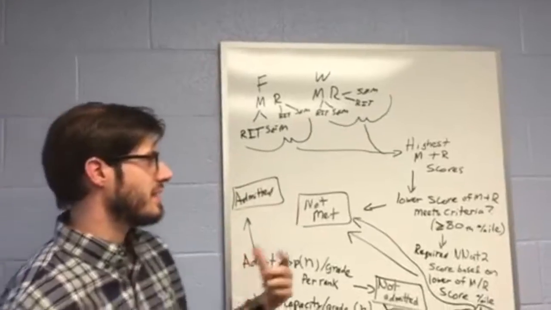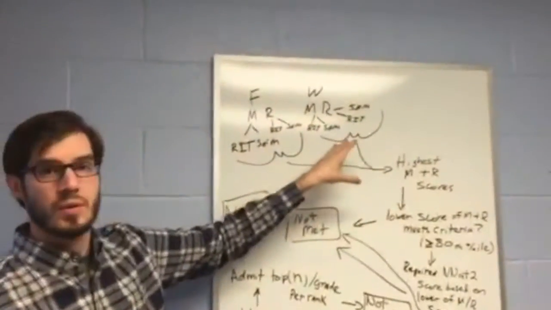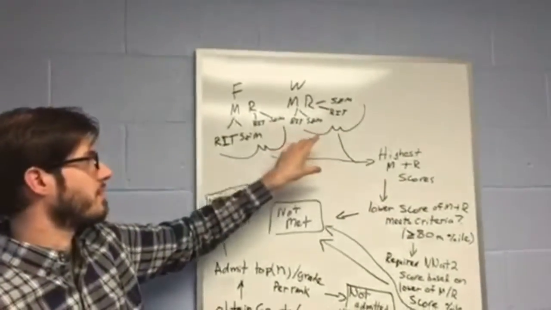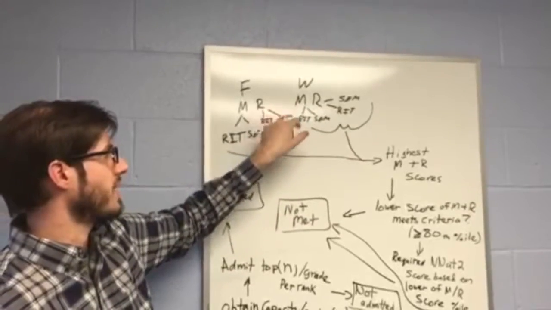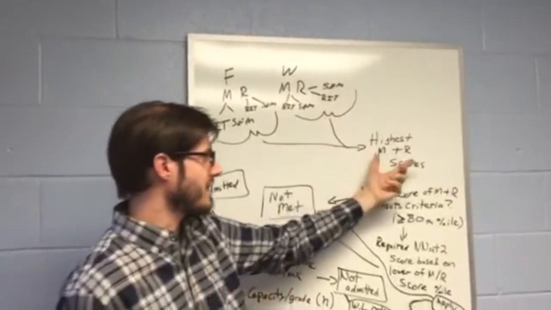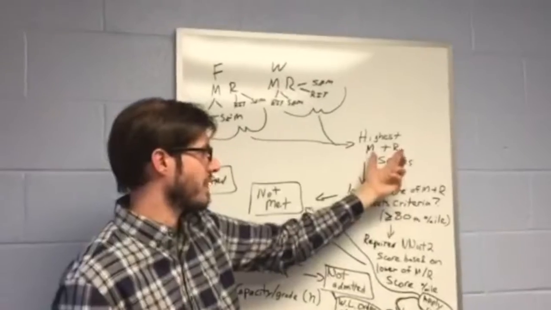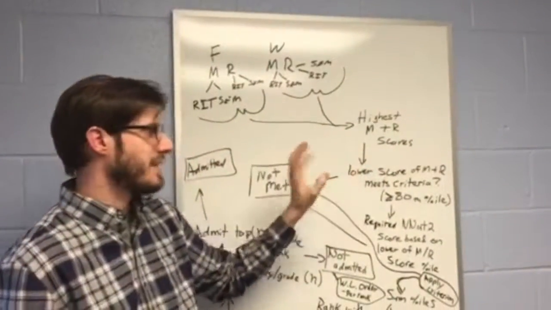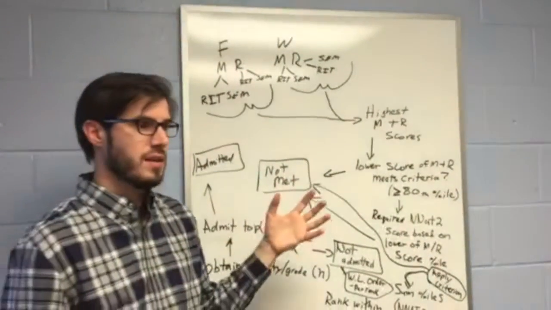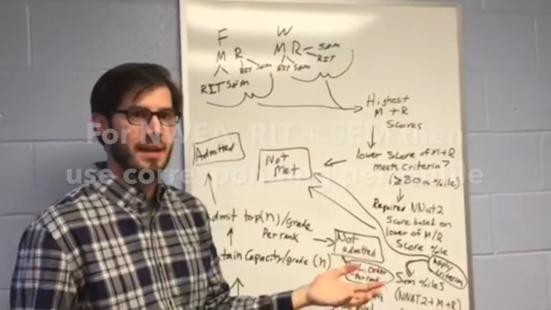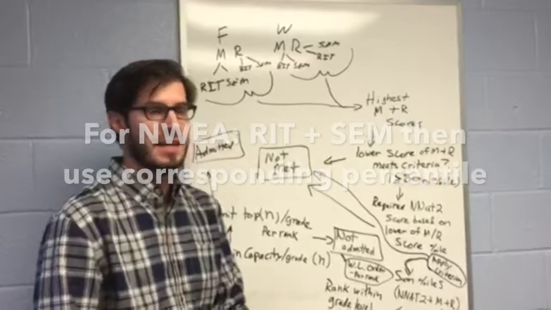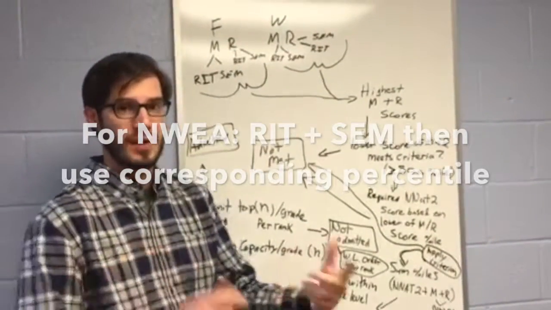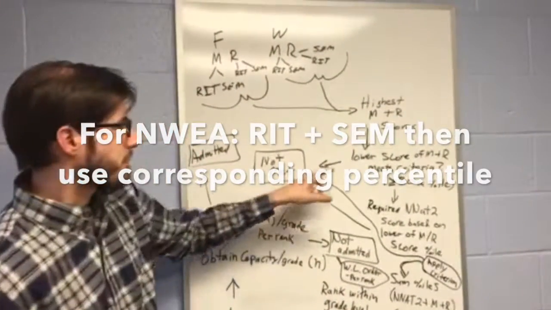We then are interested in the higher of the scores from fall and winter, for math and for reading. So we have a math score and a reading score. Then we look at the percentile for each score, because each score has an associated percentile, and we use winter percentiles. Even if it's a fall score, we still apply the winter percentile.